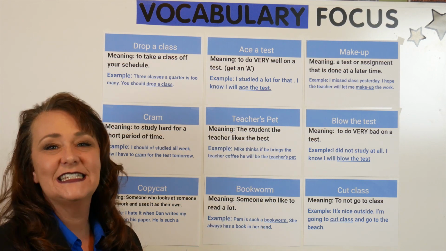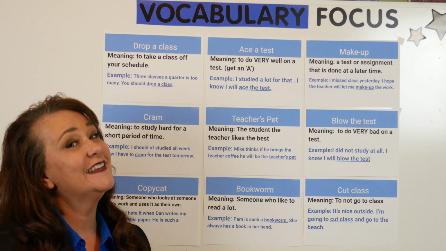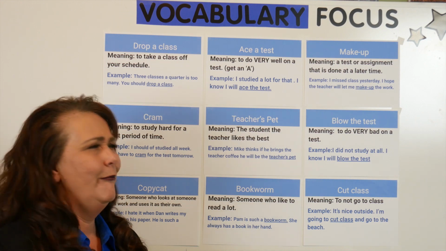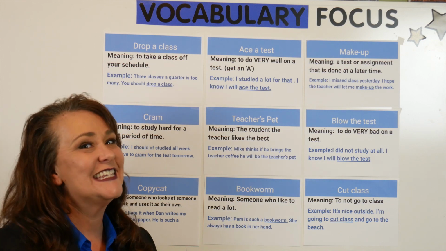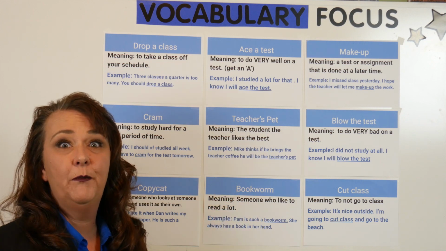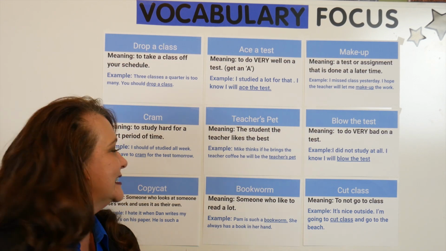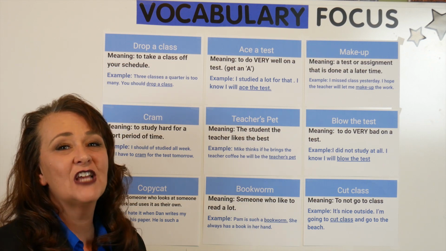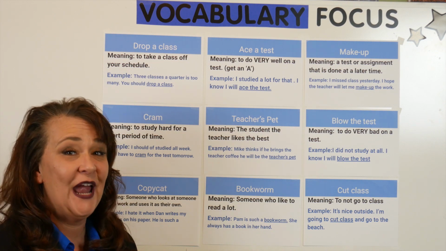This phrase is teacher's pet. Teacher's pet means the student that the teacher likes the best. Example, Mike thinks if he brings the teacher coffee, he will be the teacher's pet. This word is bookworm. Bookworm means someone who likes to read a lot. Example, Pam is such a bookworm. She always has a book in her hand.